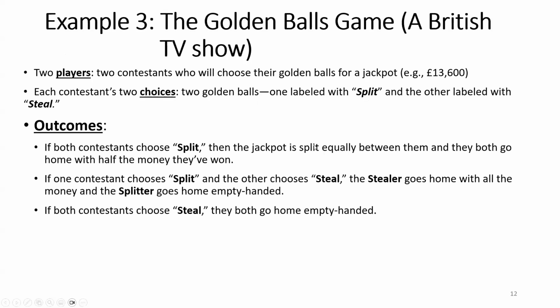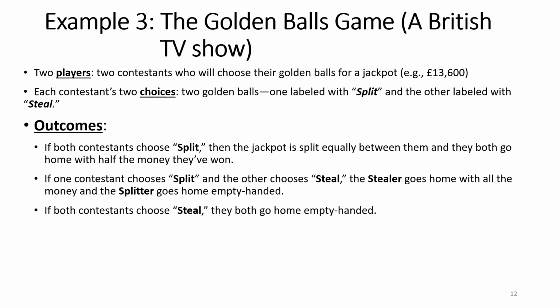So consider this TV show. All right. Again, 2 players. This time, these 2 players can choose split. All right. And also steal. So just like pick or share. The jackpot is 13,000 British pounds. So roughly about 130,000 Hong Kong dollars. All right. So the outcome is similar to the classroom example.